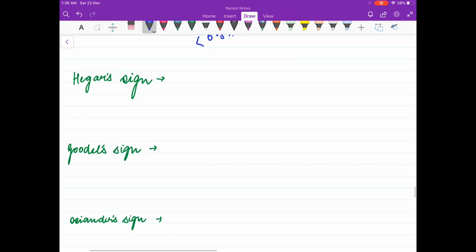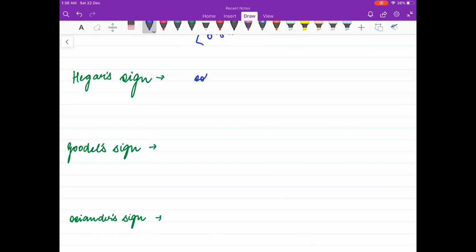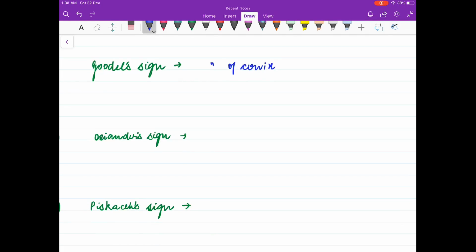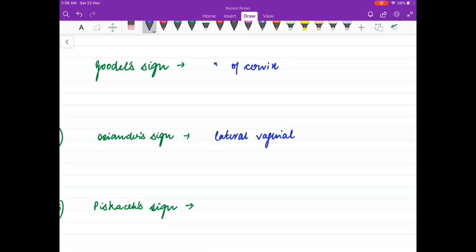What is Hegar sign? It is softening of the uterus isthmus. What is Goodell sign? It is softening of cervix. And what is Osiander sign? It is lateral vaginal fornix pulsations.